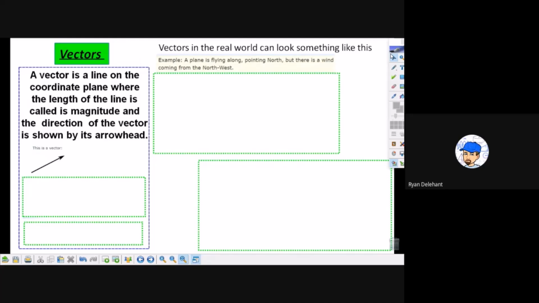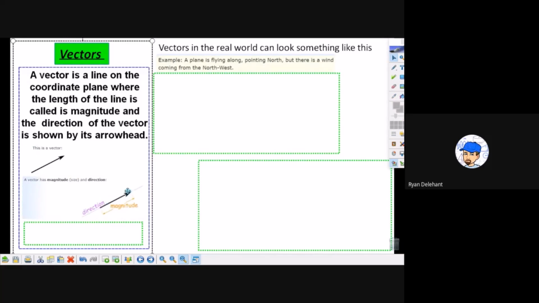So this says a vector is a line on the coordinate plane where the length of the line is called the magnitude and the direction of the vector is shown by its arrowhead. So really simply, an arrow is a vector. Doesn't make any sense right now, does it? Which is fine. Now, when we talk about this, it has two components that we aim at. It has magnitude and it has direction.